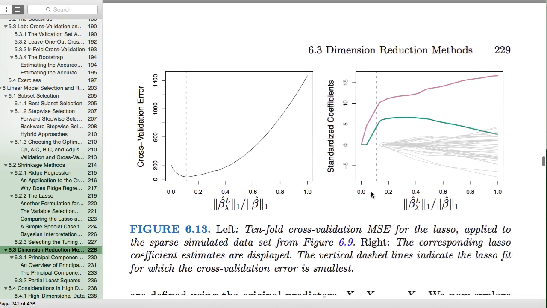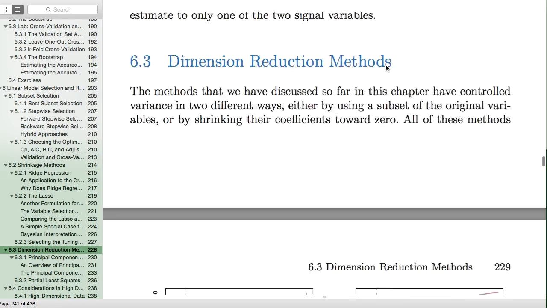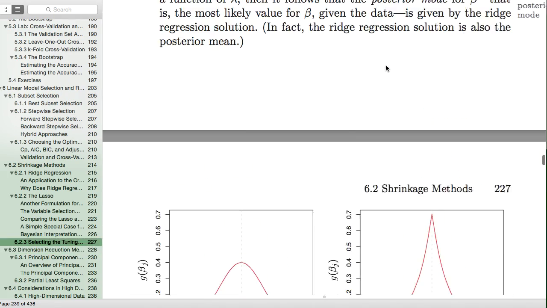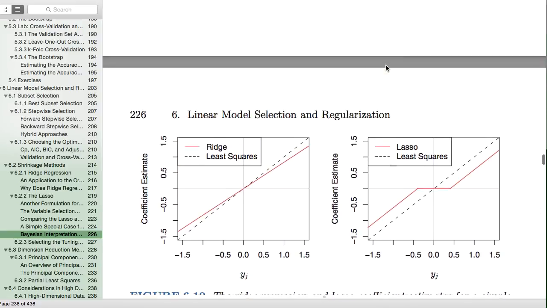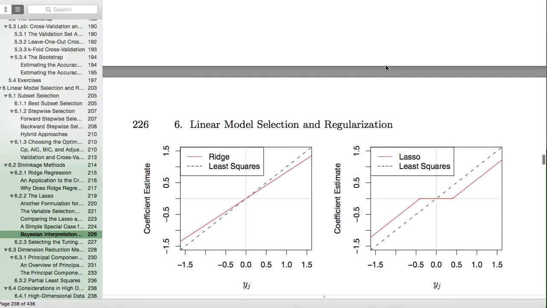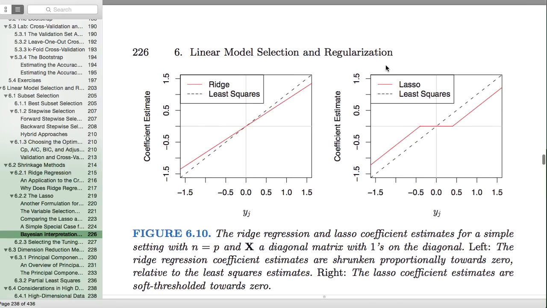Here it is. This is the same model with the coefficients plotted against the L1 norm. And these all are the ones that turned out to be irrelevant. These are the two that turn out to be of relevance. Okay, and then here's another picture of the difference between the lasso and least squares.